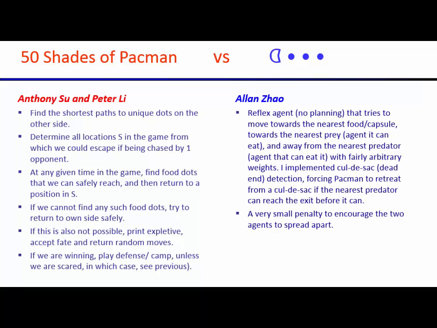If this is also not possible, print expletive, accept fate, and return random moves. If we are winning, play defense/camp, unless we are scared, in which case see previous.